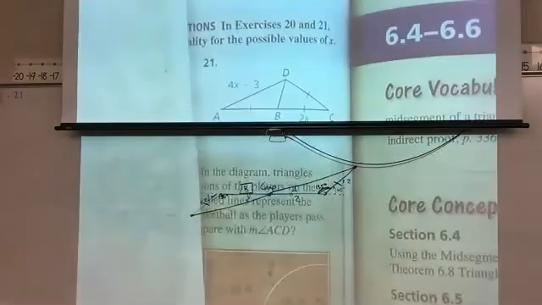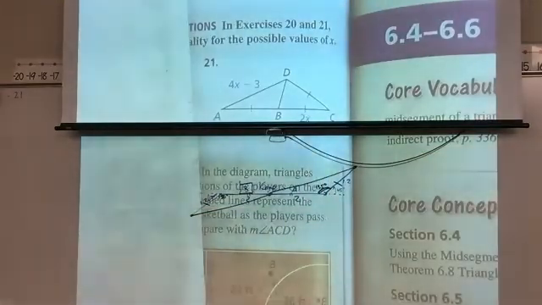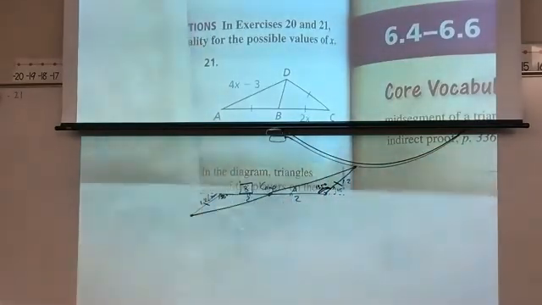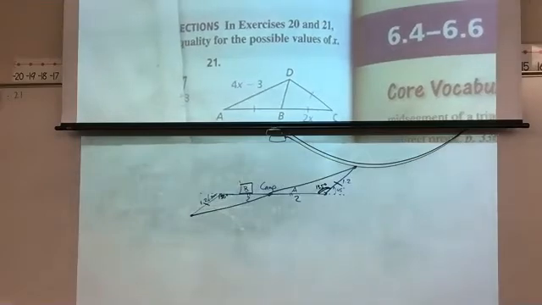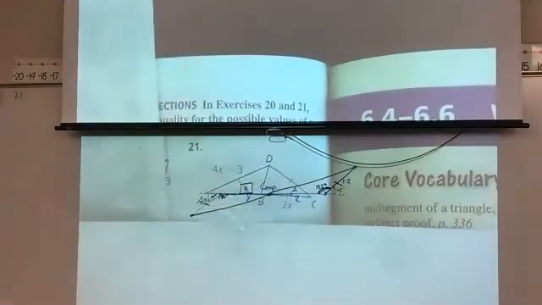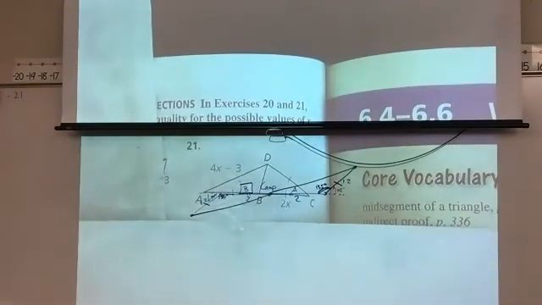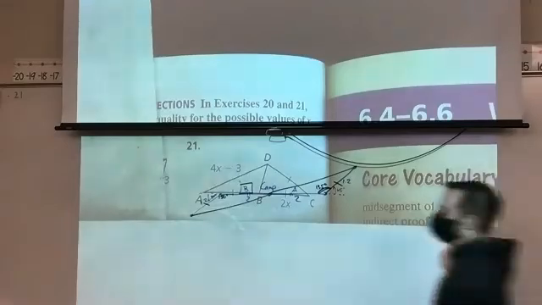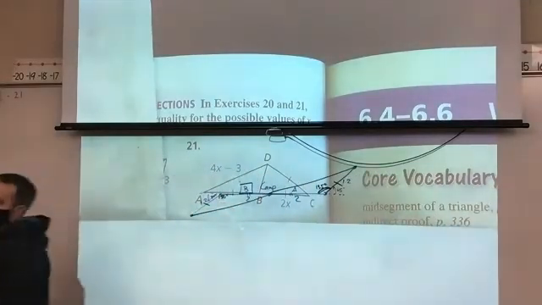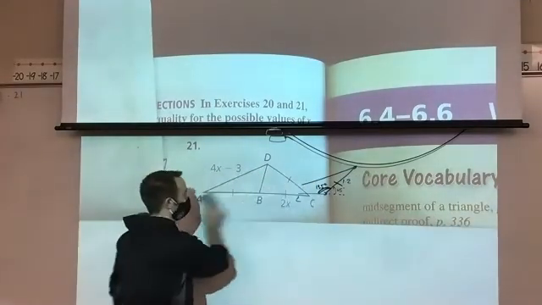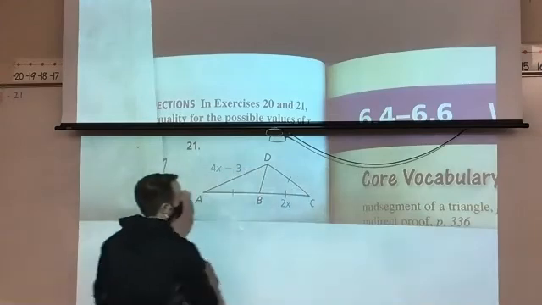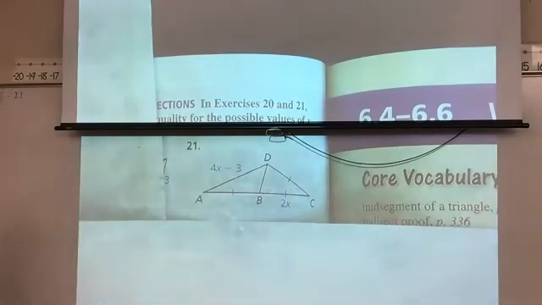All right, we're going to look at 21. And what we want is a range of answers for x. What could x possibly be here? That's what we want to know.